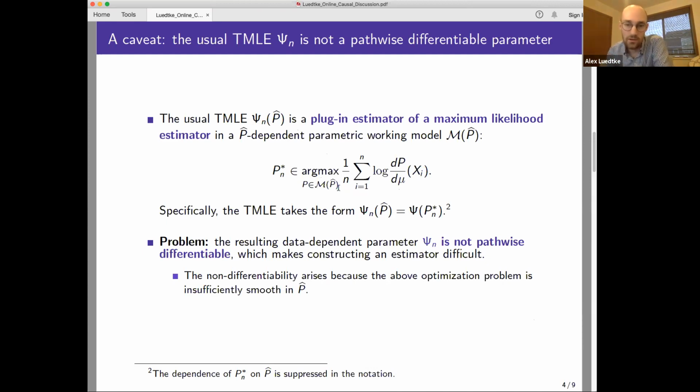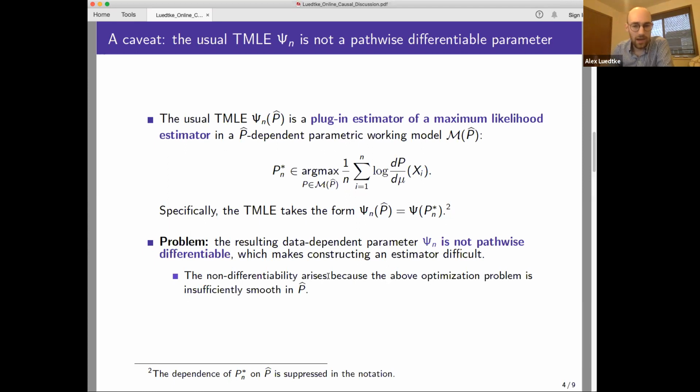And this particular model is carefully chosen. I won't worry for now about how it's chosen. But the key point is that this model is really centered about P hat. So we could think of it as a little perturbation of our initial distribution. Okay, so this depends on P hat. And it's in this way that we could think of the TMLE as an algorithm mapping from P hat to an estimate, or taking as input P hat and returning an estimate rather.